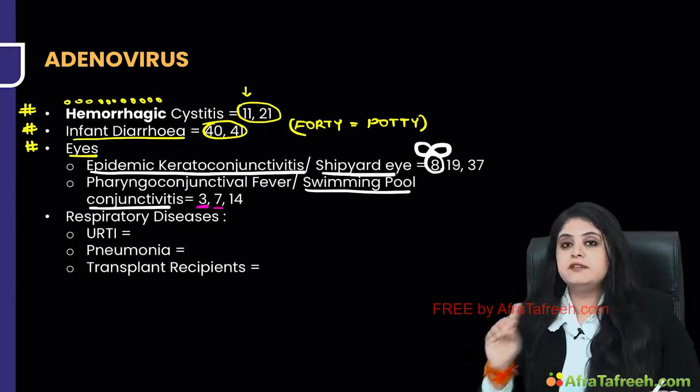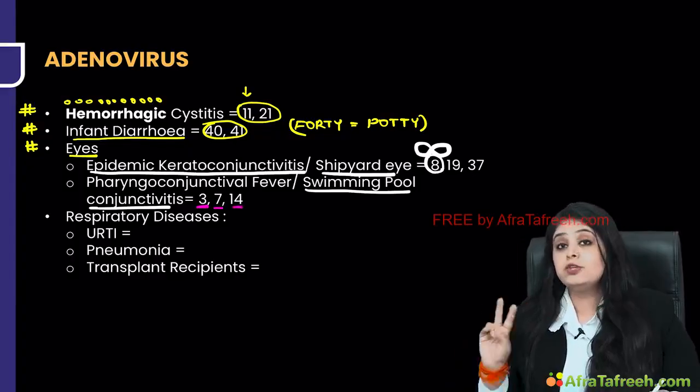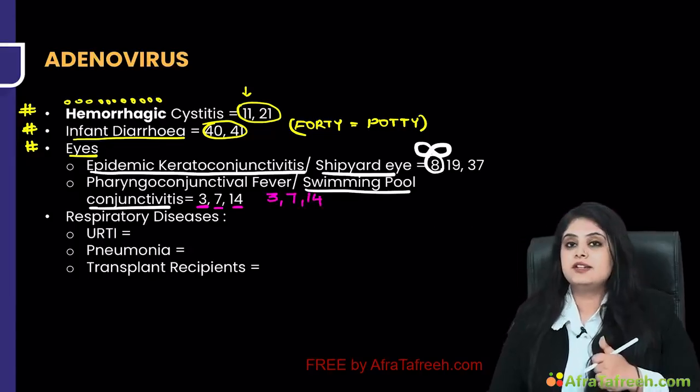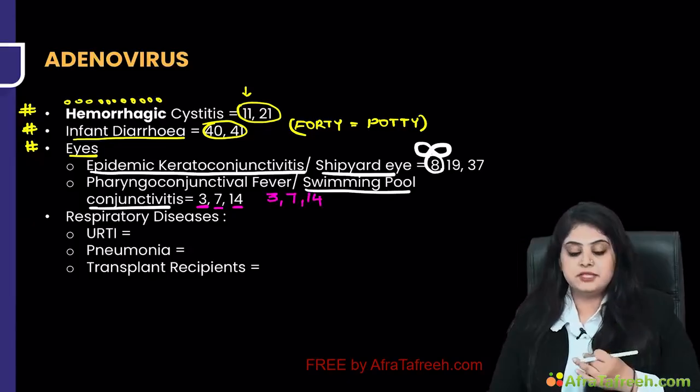Then at the end of 1 week they tell you the basic strokes of swimming. At the end of 2 weeks they tell you the advancements. So on the 3rd day flotation, 7th day basic, 14th day advanced. Swimming pool conjunctivitis is caused by 3, 7 and 14.